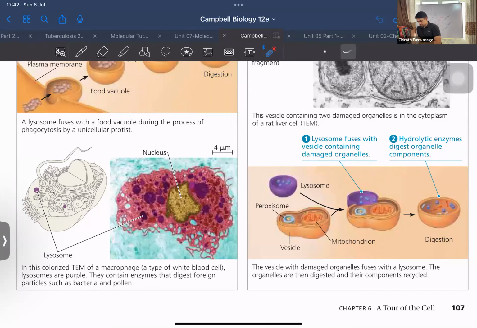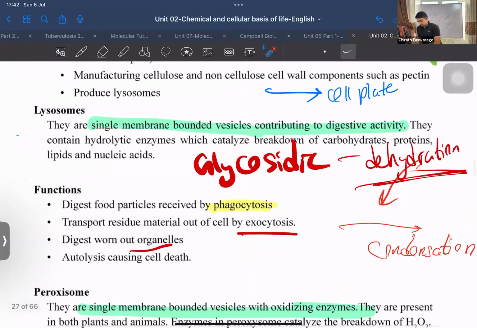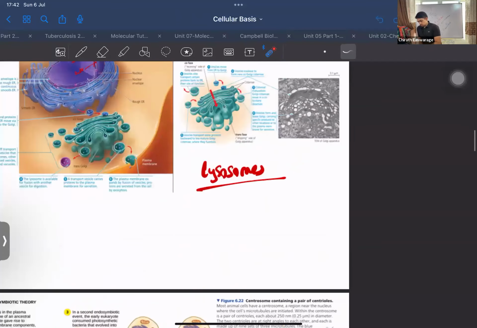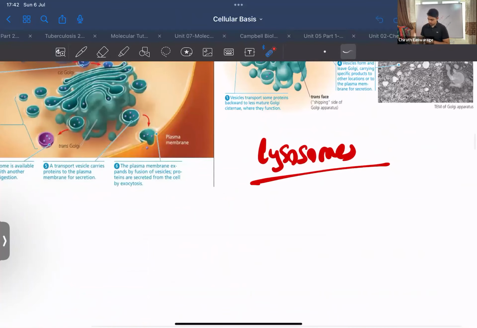Any questions? Lysosomes. Write down here, there's some space. Write down a few facts.